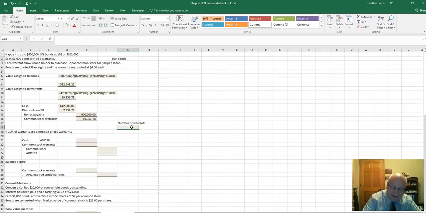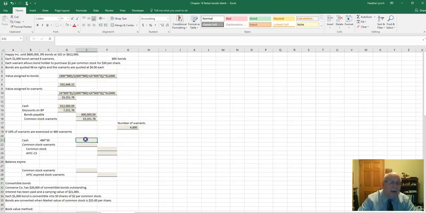And here we calculate the number of warrants. We have the 600 times the 8, and that's 4,800 warrants. I could have just used 4,800, but that's okay. 10% of the warrants are exercised, and that's why I had the 4,800 times 10%, which is 480. And remember, they bought stock at $30 each. So we have 480 times the 30 is 14,400.